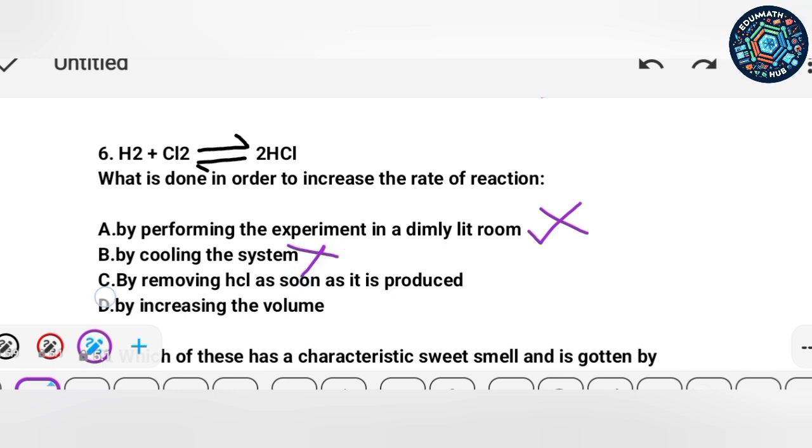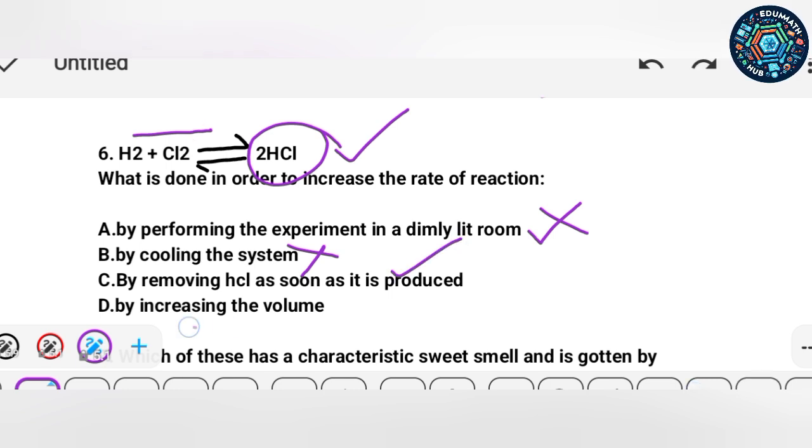Then the next one is by removing HCl as soon as it is produced. This is correct because in Le Chatelier's principle, as you are removing the products, the system will try to increase the production of the products. Since you are removing it, the system will try to increase the production of the products, so the reaction will proceed in the forward direction. Okay, so this one is legit.